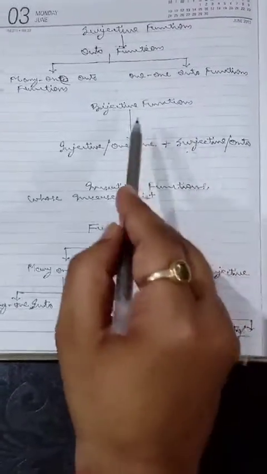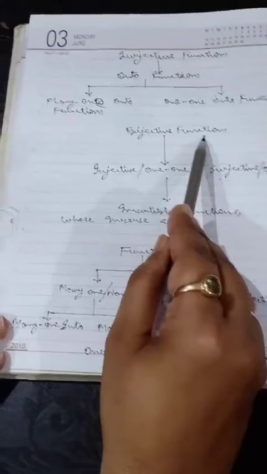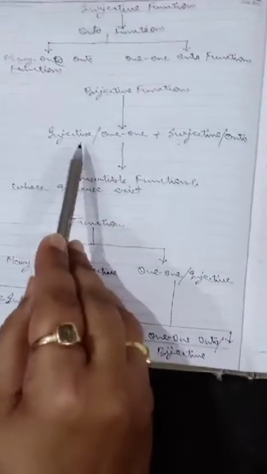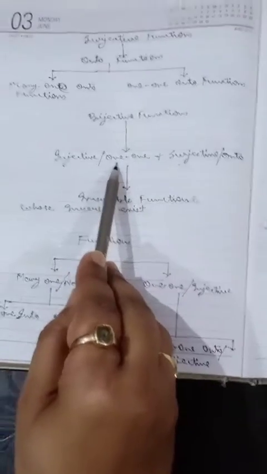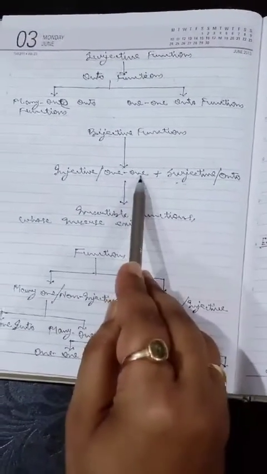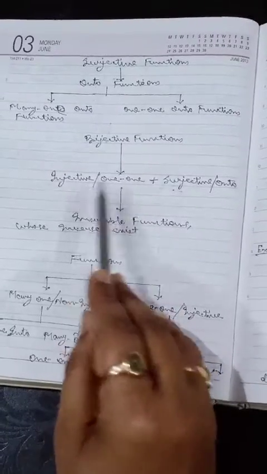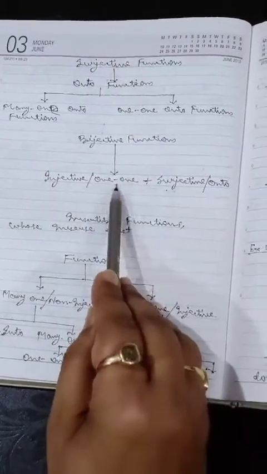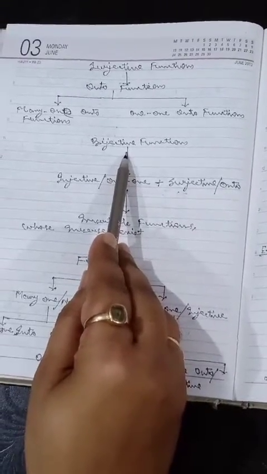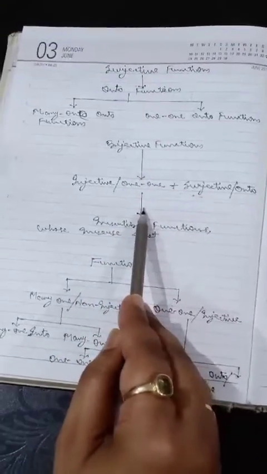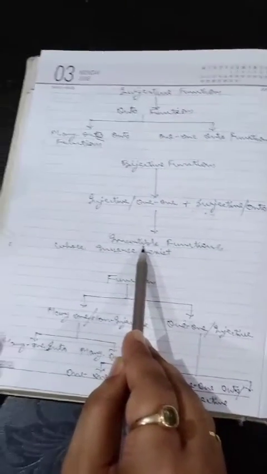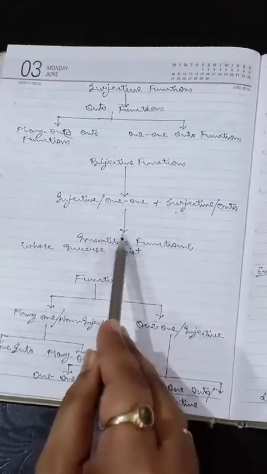We will see about bijective functions. This is actually injective or one-one function plus surjective or onto function. It means if a function is both injective and surjective, or one-one and onto, then that function must be a bijective function. And if we have a bijective function, then that type of function is called an invertible function, because we can find the inverse of such functions.